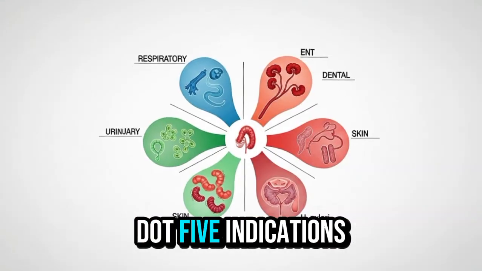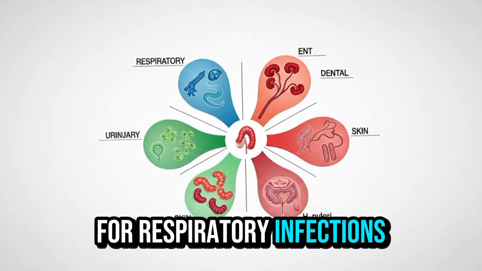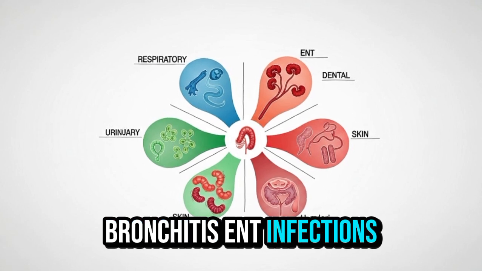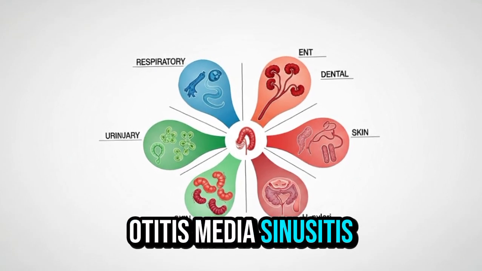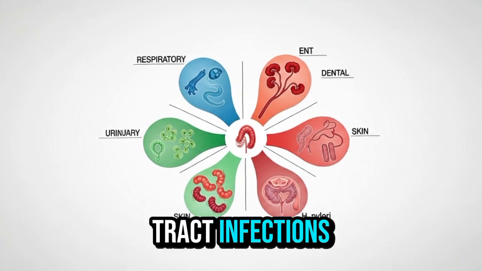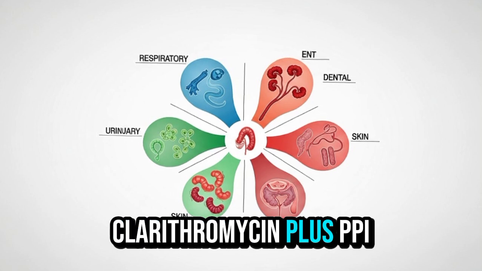5. Indications. Uses. Amoxicillin is used for respiratory infections: pharyngitis, tonsillitis, bronchitis; ENT infections: otitis media, sinusitis; skin and soft tissue infections, dental infections, urinary tract infections. H. pylori treatment, with clarithromycin plus PPI.